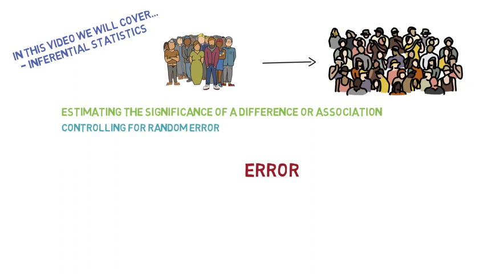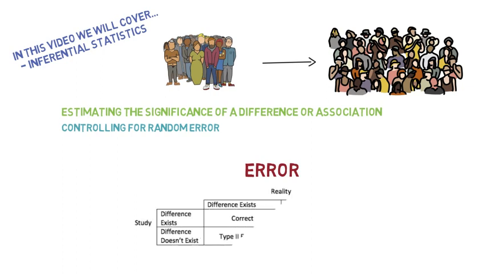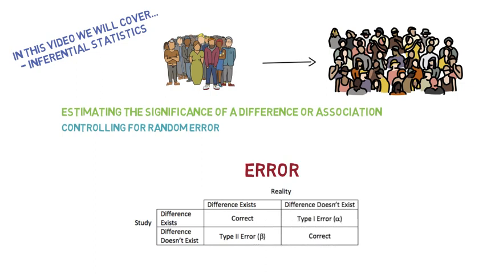Let's talk about error in a little bit more detail. Whenever we draw a conclusion about whether a difference or an association exists using inferential statistics, 4 distinct possibilities actually exist. If we talk about a hypothetical difference between groups, you could be correct in saying that a difference exists when it really does, or you could be correct in saying a difference doesn't exist when it really doesn't. But there are 2 ways you can be wrong as well. You could conclude that a difference exists when in reality it doesn't. This is considered a type 1 or an alpha error. Or you can conclude that a difference doesn't exist when in reality it does. This is called a type 2 or a beta error.